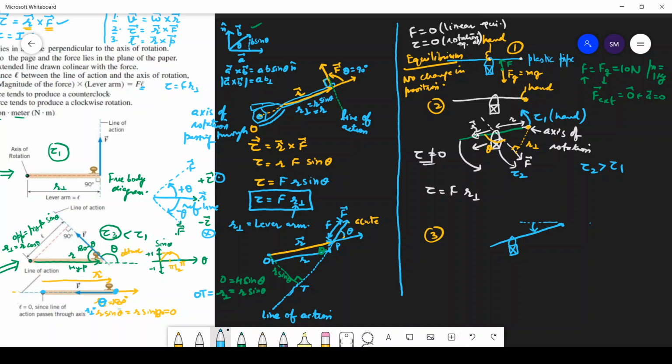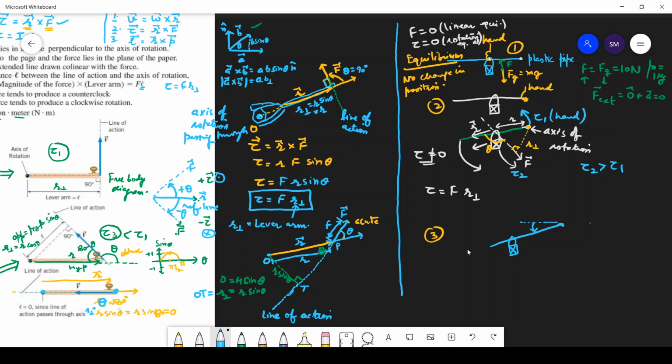So R cross F. This is your R. Put your fingers on R and move them towards the force. This is the direction of force. So put your right hand fingers on R and move towards F. Students, can you do it? R and move towards F. Where is your thumb pointing?